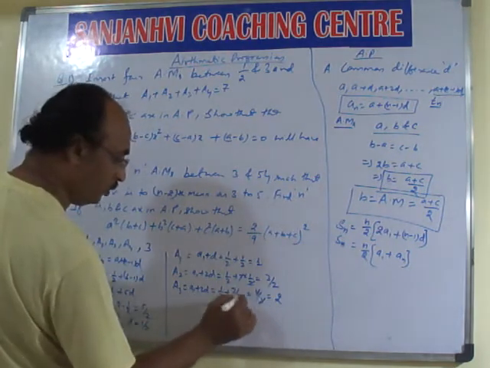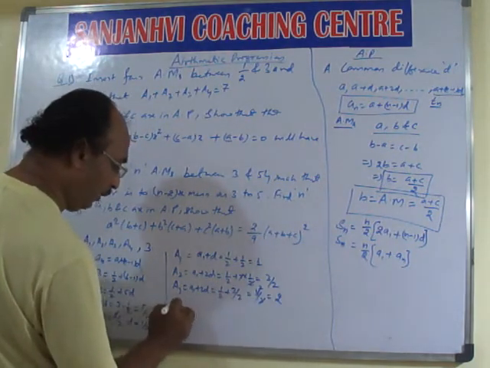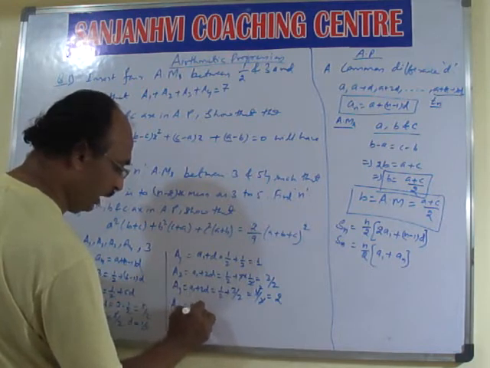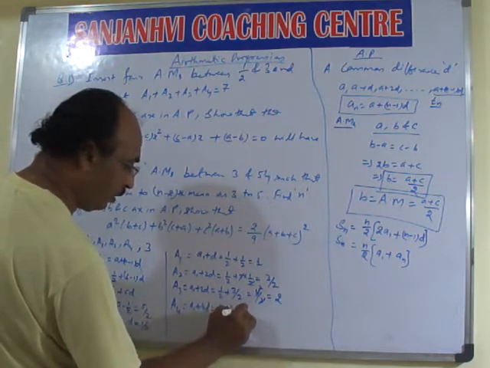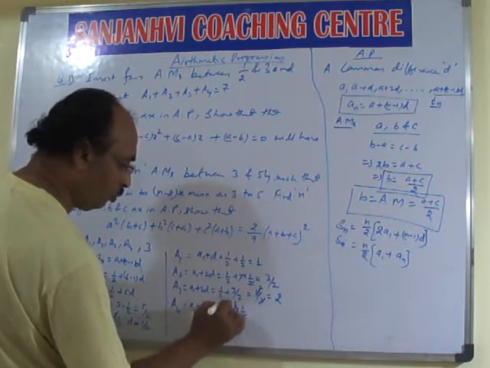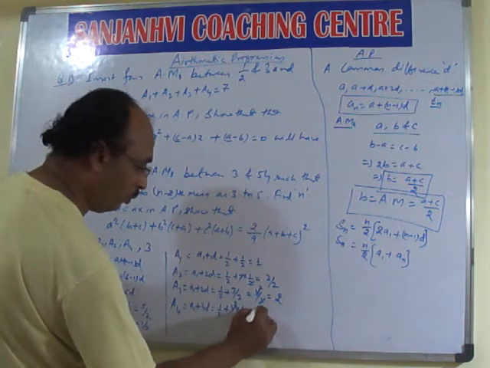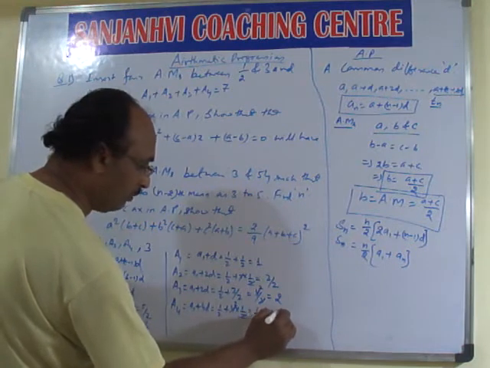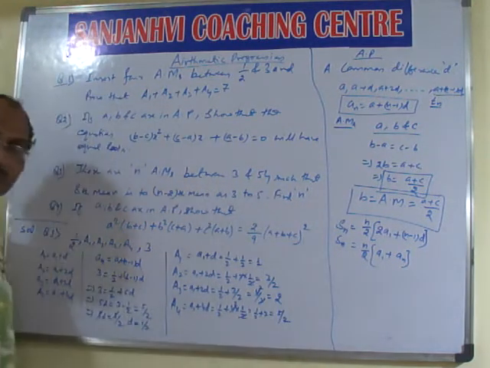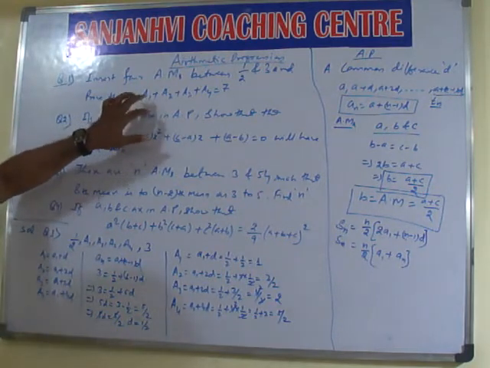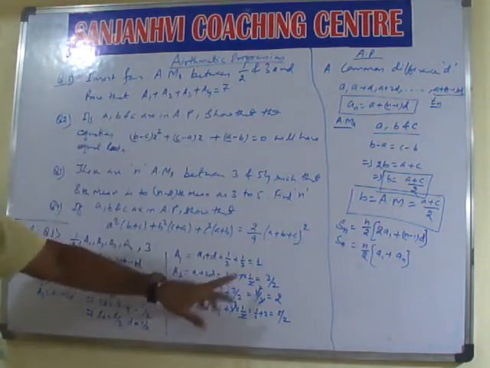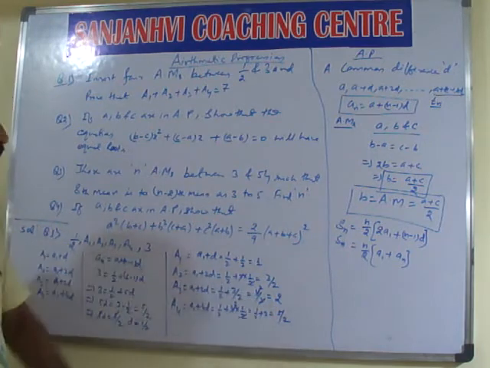Very good. Okay. Now A4 is equal to A plus 4D is equal to half plus 4 into 1 by 2. So 2 got cancelled. So 1 by 2 plus 2 has given 5 by 2. Right? So the arithmetic means we have got here, A1, A2, A3, A4, are 1, 3 by 2, 2 and 5 by 2.